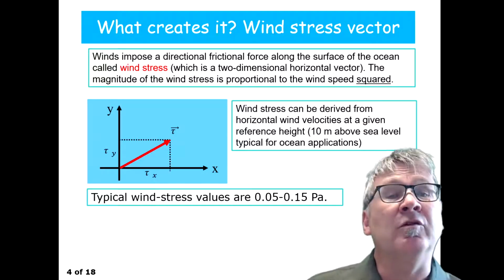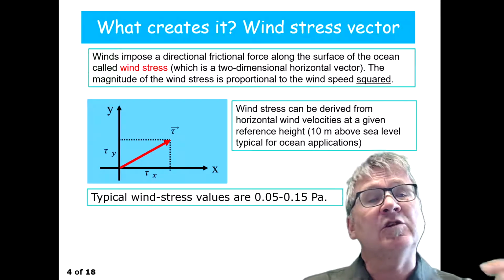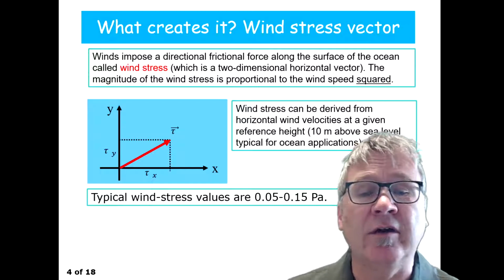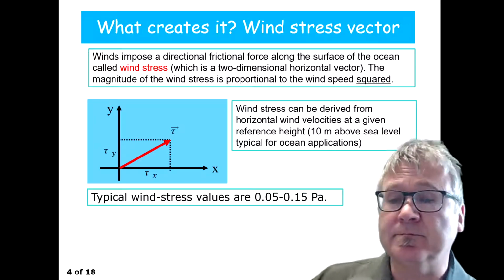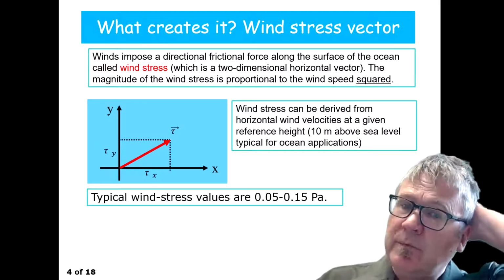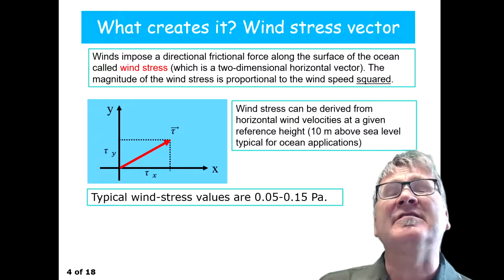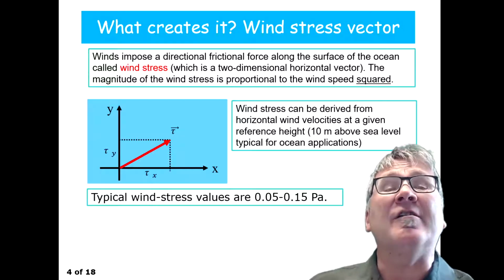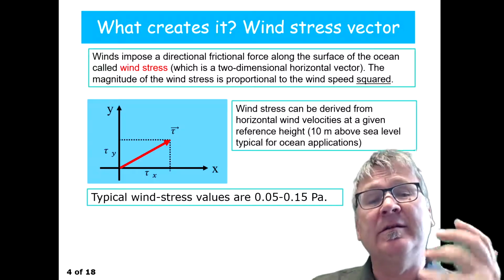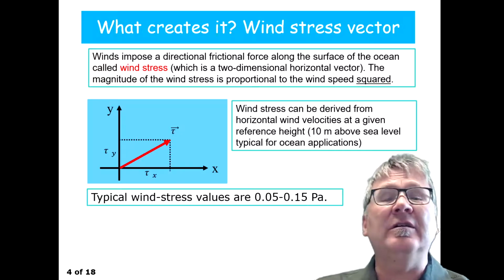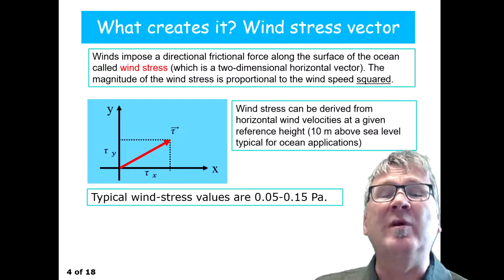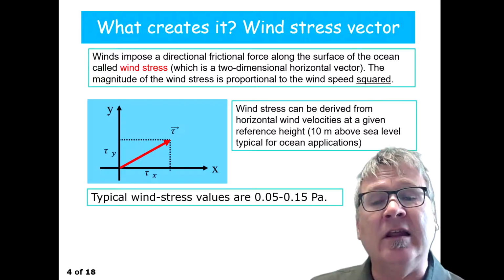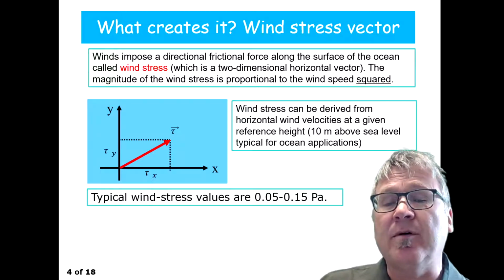Okay, and then we can use a so-called empirical formula to calculate the wind stress. Okay. The magnitude of the wind stress is actually proportional to the wind speed squared. So the higher the wind speed, the higher is the wind stress. It's a disproportional, it's a nonlinear relationship.